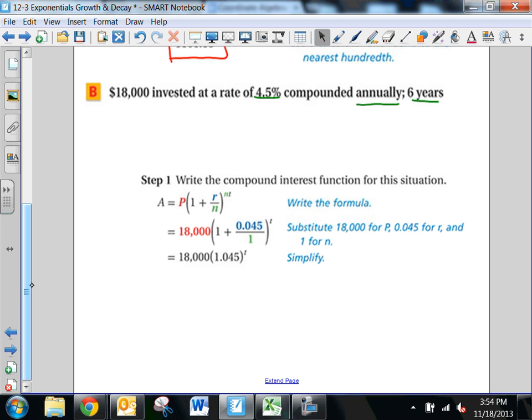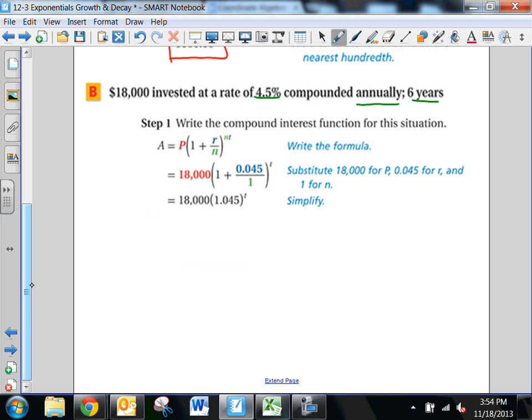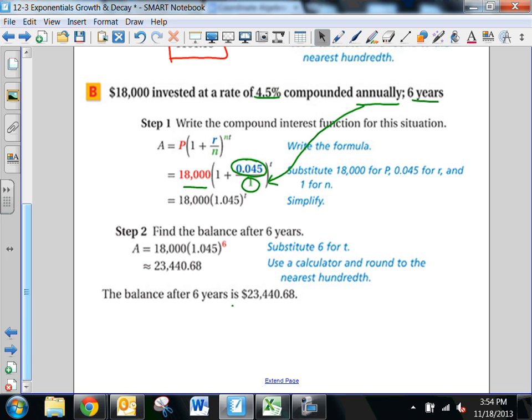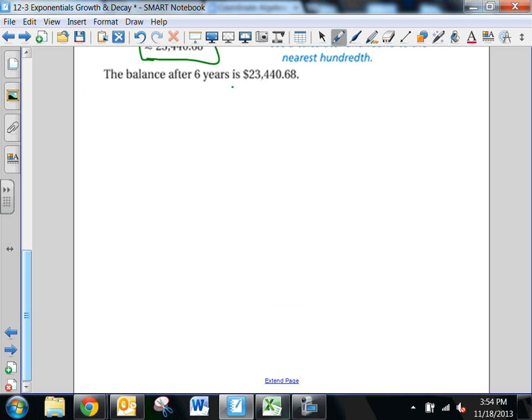Okay, and then the next and last example is that we have $18,000 invested at 4.5% compounded annually for 6 years. So let's plug these in. This is our step one. We're going to plug in 18,000. The 4.5 interest goes there. Compounded annually is 1. And then the last thing here, step 2, we're going to raise it to the 6th power, okay? Because it's after 6 years, and we get 23,440.